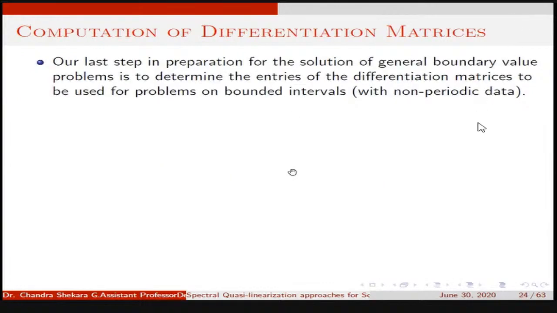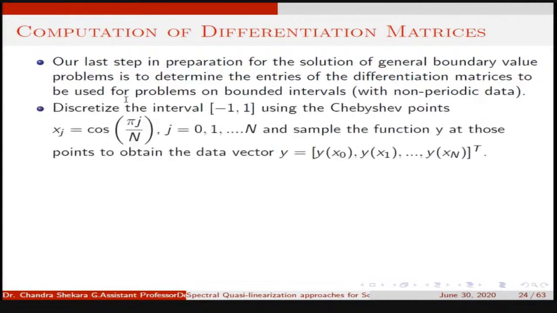Then the final step in this spectral collocation method is how to generate these differentiation matrices. This is the heart of this collocation method. Therefore, our last step in preparation for the solution of a general boundary value problem is to determine the entries of this differentiation matrix. How to define the entries of this differentiation matrix is given here.